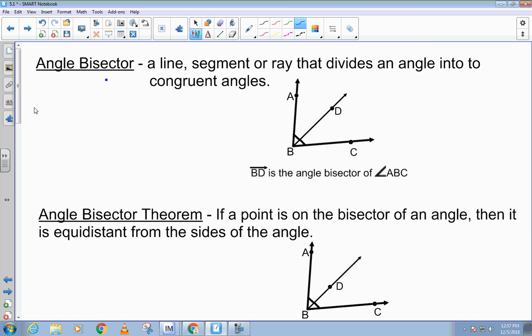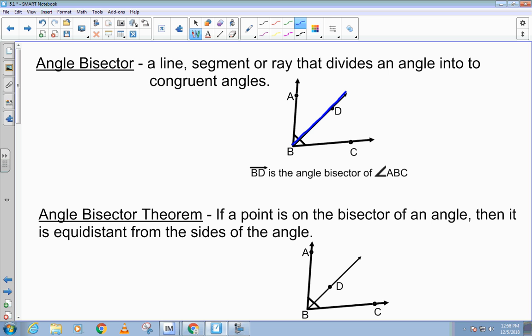Now we want to talk about angle bisectors. We talked about these before. An angle bisector is a line, a segment, or a ray that divides an angle into two congruent angles. So we have a big angle, and BD is an angle bisector. That means BD goes where? If I bisect an angle, it goes right through the middle. We don't have a special term for that. It's bisecting it, but it goes right through the middle. So it takes that big angle and makes what?